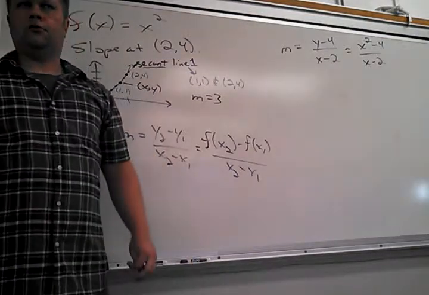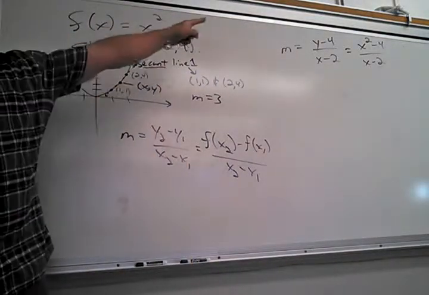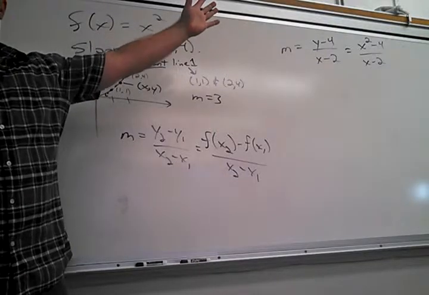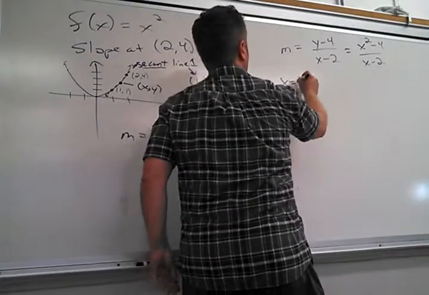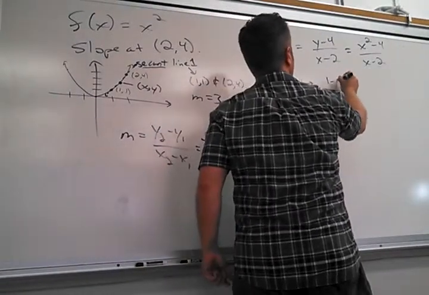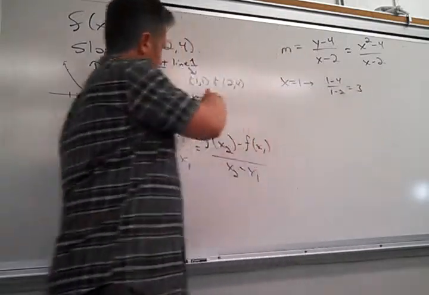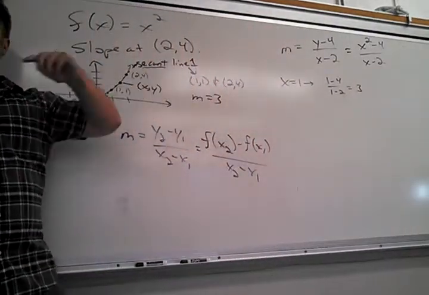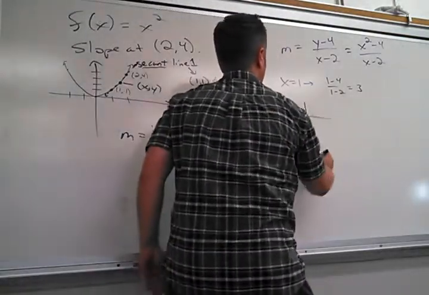You guys still kind of with me? So effectively what we did here was we did that for x equal to 1. So if you do it for x equal to 1, you get 1 minus 4 over 1 minus 2, you get negative 3 over negative 1 is 3. Yay. So how do I step closer then? I let x equal 1.5. Let's make a little table out of this.